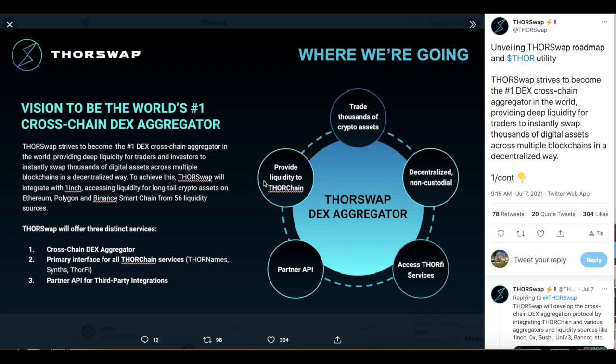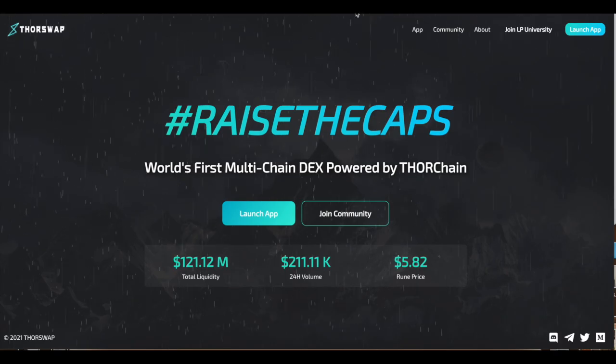And this is the goal of Thorswap, its vision to be the world's first cross-chain DEX aggregator. So THORChain was the world's first native asset swap that was decentralized, and this is allowing it to happen with a cross-chain DEX aggregator that is decentralized. This is a quick overview of Thorswap.